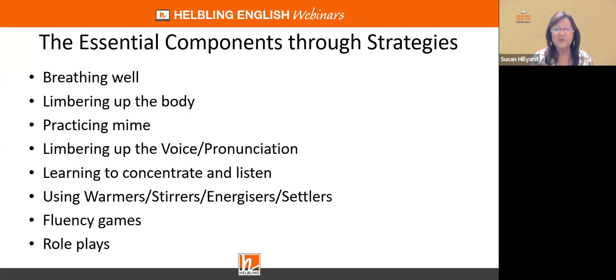Okay, so you need to teach them to limber up the body like athletes do, like footballers do. You have to teach them to practice mime, to go with meaning. Mime and meaning is natural to the human being, but we can tend to say, sit down, sit still, don't move. And all of those things mitigate learning the language. We have to limber up the voice and their pronunciation. We have to teach them to concentrate and listen. We have to use warmers, stirrers, energizers, settlers to get them in the right mood, to get them off their seats and moving. And lots of fluency games and role plays.